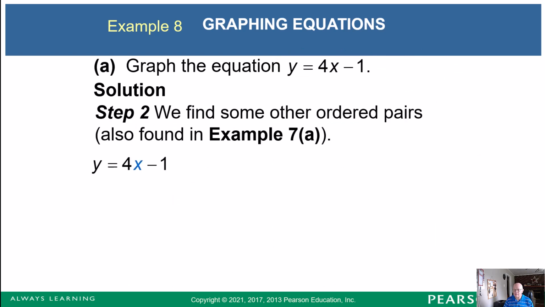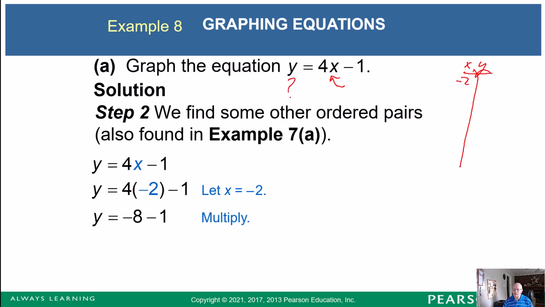Some other ones. Put something else in for x, like a -2. So in your small table, you put the -2 in for the x, see what y you end up with that goes along with it. -9. And there's another point. You've already got the intercepts. You've got a point -2, -9. Add that to your list.